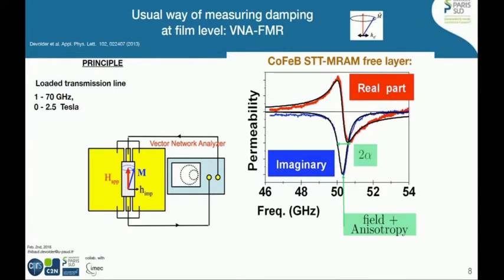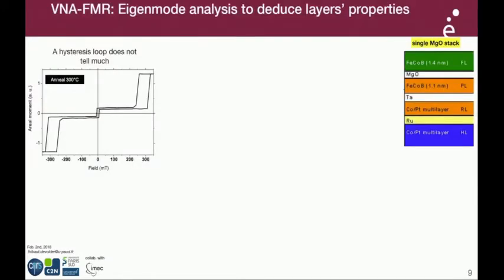So generally we measure the damping not only of one layer, but we work with complex systems. This is for instance a stack that was used some time ago for STT-MRAM application, where you can have up to, in this case, 4 magnetic blocks. If you just do conventional magnetometry on this system, that is to say, if you measure a hysteresis loop, so magnetic moment versus field, it tells you what the easy axes of magnetization of the system are, if they are soft or hard, but it doesn't tell you numerically what the properties are.